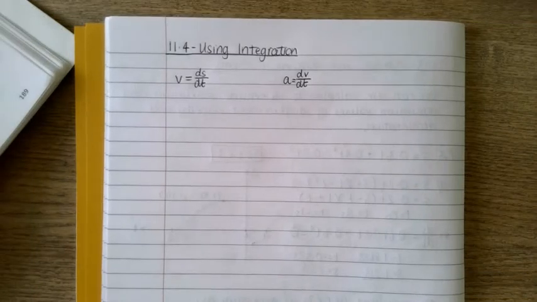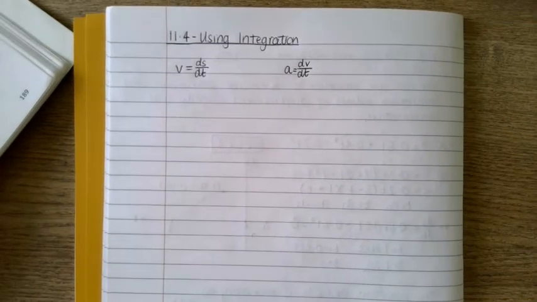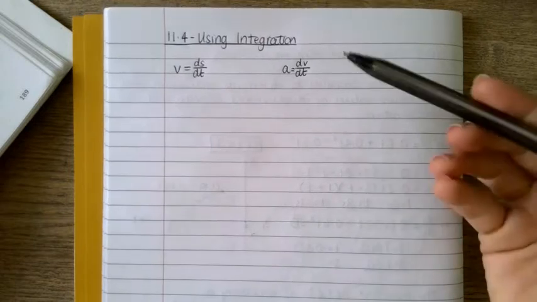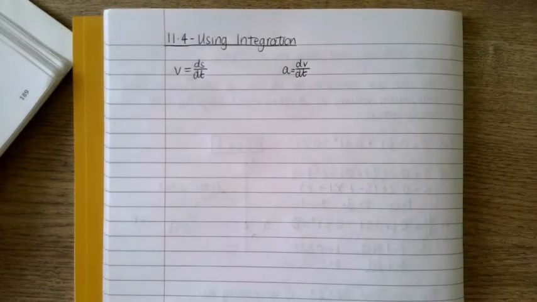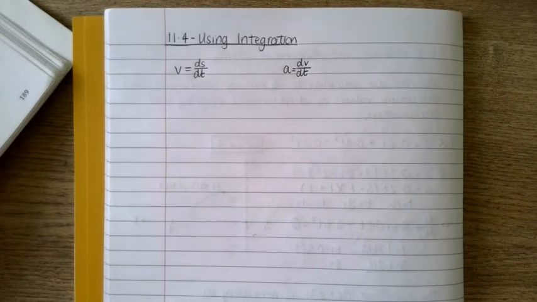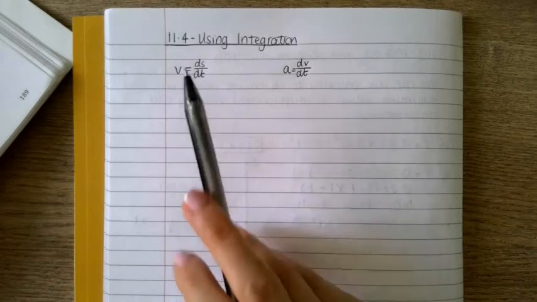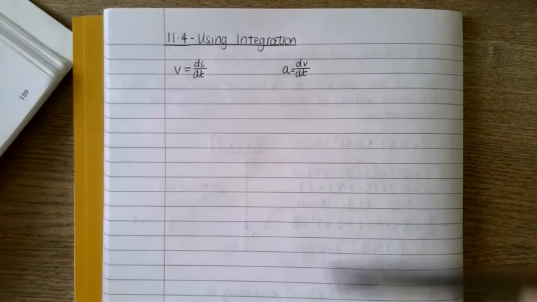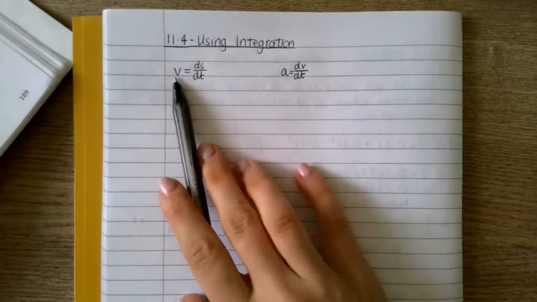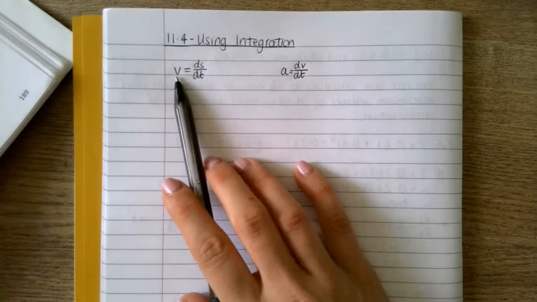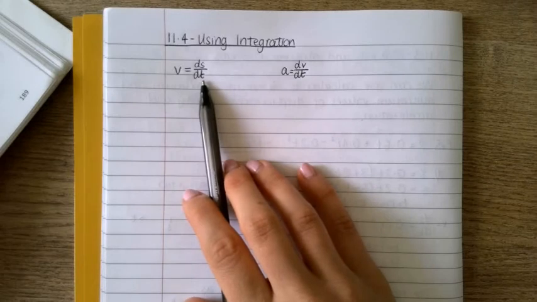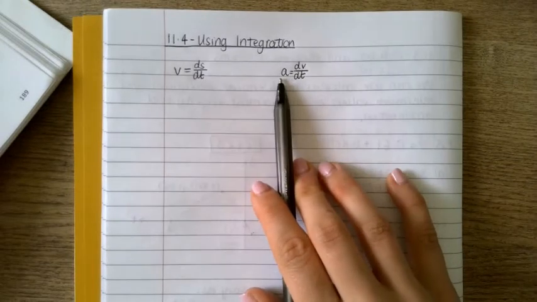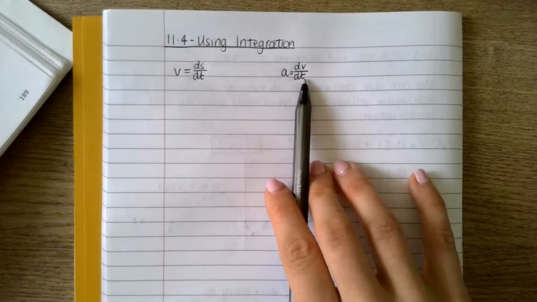Hi everyone, so this is a video doing the examples for chapter 11.4 of the Year 1 Statistics and Mechanics book, and this is on using integration. So far in chapter 11.2 we were using differentiation, and we learnt that we can find velocity functions by differentiating displacement functions, or we can find acceleration functions by differentiating velocity functions.